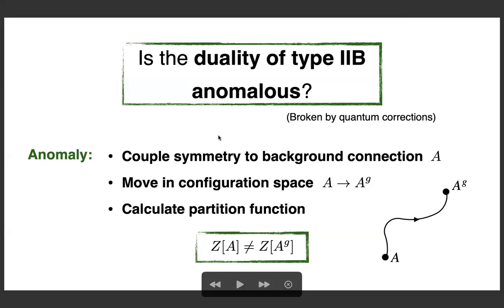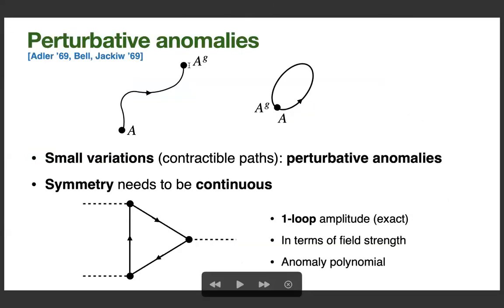Okay, but now we can actually realize that if the beginning and the end point are just connected via gauge transformation, we can just glue them together and we have a closed path. And if this closed path corresponds to small variations, in the sense that it's contractible in the configuration space, then the anomaly that is associated to that would be a perturbative anomaly. However, these small variations, so these are really infinitesimal transformations in a sense, are only possible if your symmetry is continuous. So the duality group of type IIB string theory is discrete. So actually it's free of perturbative anomalies.